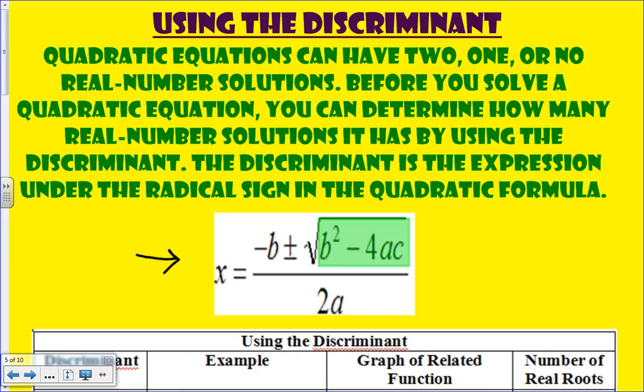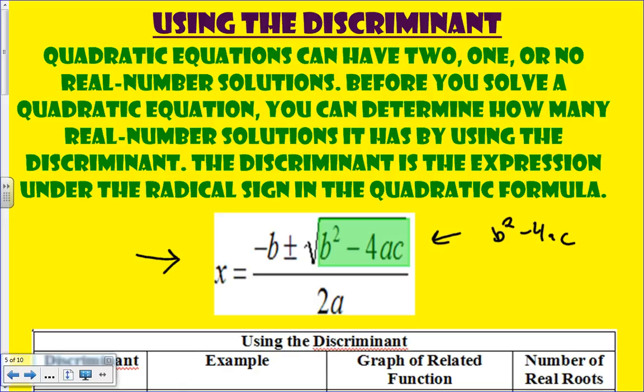The discriminant is the expression under the radical sign in the quadratic formula. So here's how it works. If you plug in for a, b, and c for this part, so we're just saying b squared minus 4ac, and you get a negative result from just that part, that doesn't make any sense. You can't take the square root of a negative number, because you can't get a number times itself to equal a negative number. So that would mean that there's no solutions.